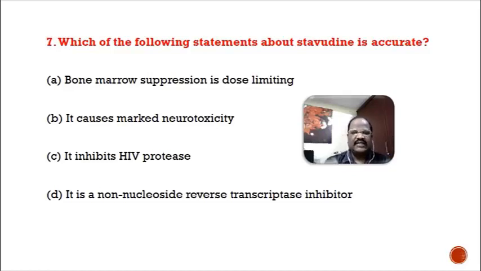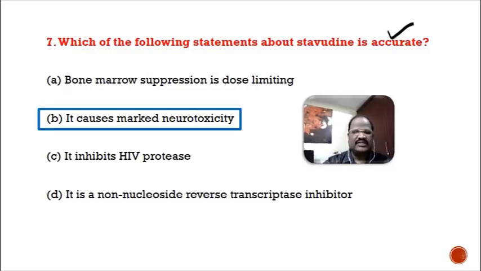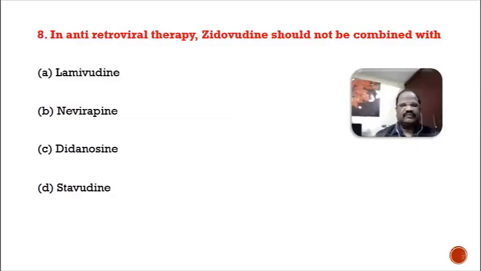The question is asking which is the one accurate statement. The answer is it causes severe neurotoxicity. Remember, bone marrow suppression is the dose-limiting side effect of zidovudine. Whereas stavudine, we know it's an NRTI, a nucleoside reverse transcriptase inhibitor.